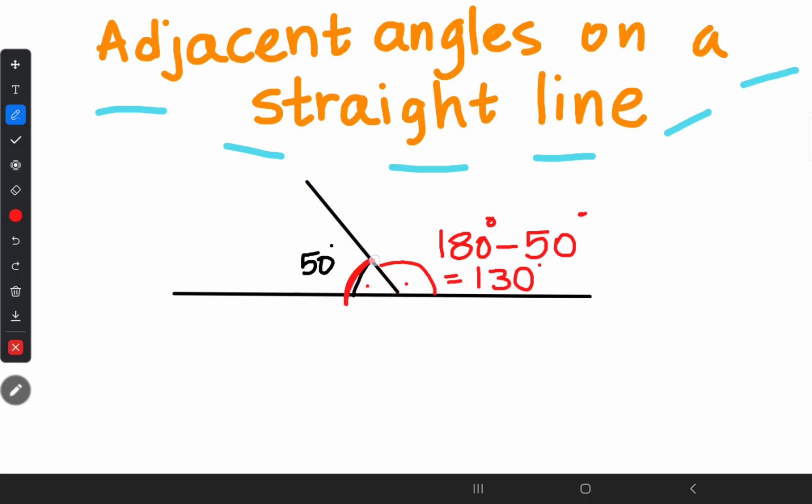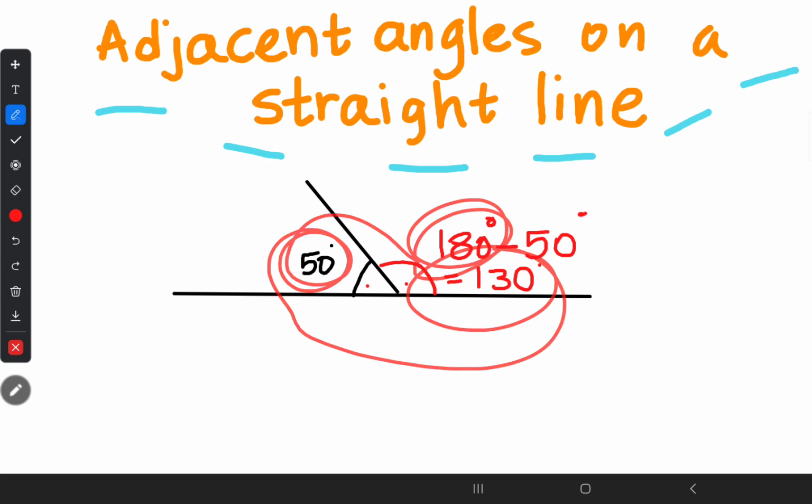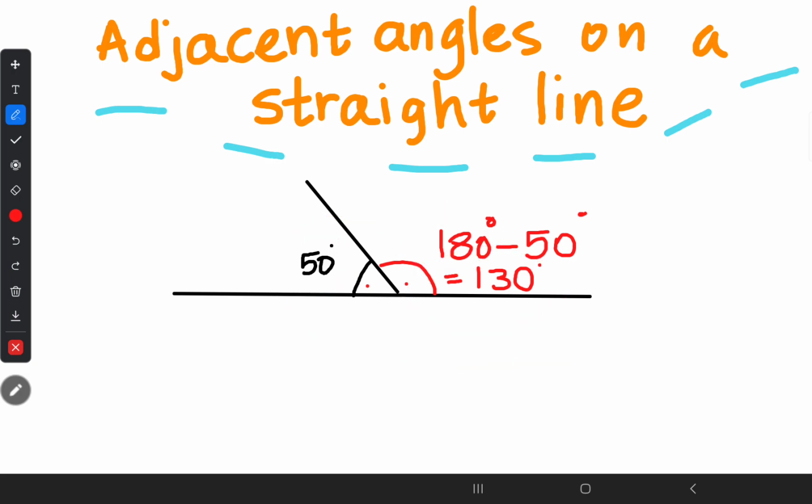The angle on the left is 50 degrees. So to find the angle on the right, from the total 180, when we subtract this 50, that will give you 130 as your answer. That would be the remaining angle over the straight line.